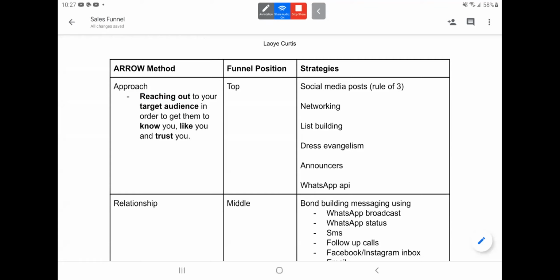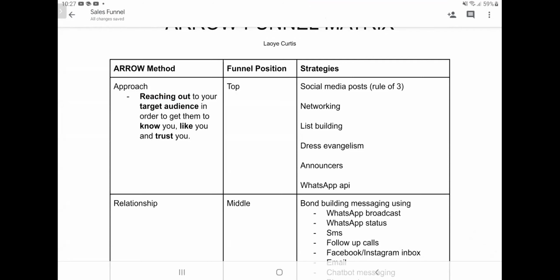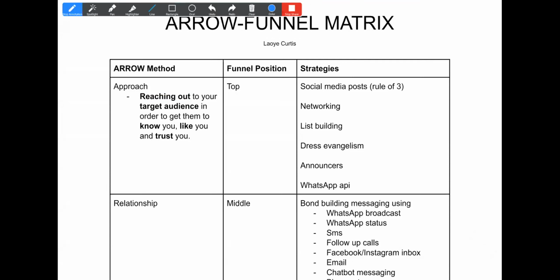So for you to get your target audience to know you, like you, and trust you, you are doing that at the top of your funnel. So when it comes to sales funnel, it is more than just visibility. It is now creating awareness and reaching out so that people can get to know you. And like I shared in the previous class, we are going to be doing that with social media posts.